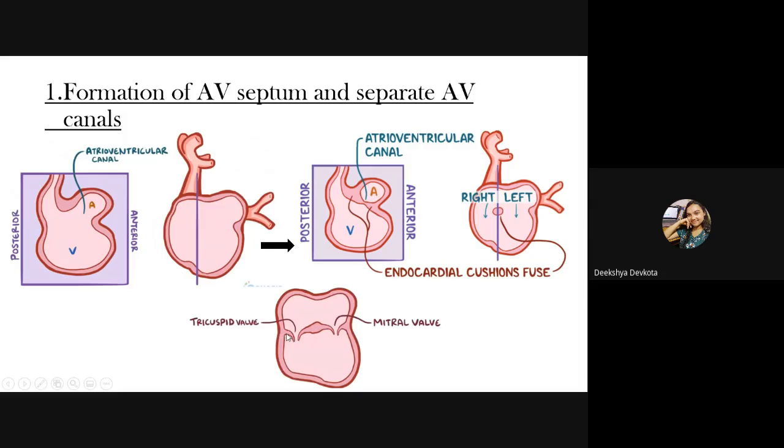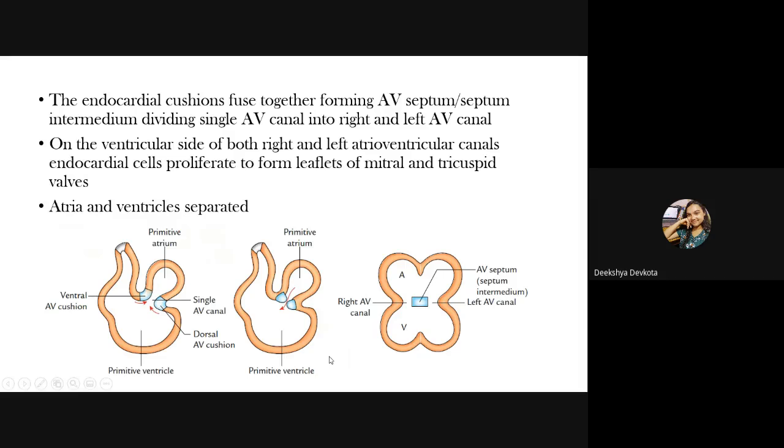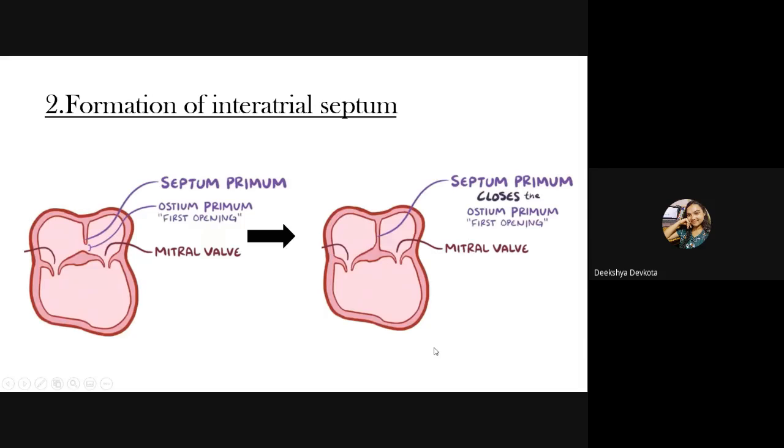Eventually, from the ventricular side, the endocardial cells proliferate and form the valves. And after the formation of valves and two separate AV canals, our atria and ventricles are finally separated. I hope you are understanding what I'm saying. Now let's talk about the interatrial septum.